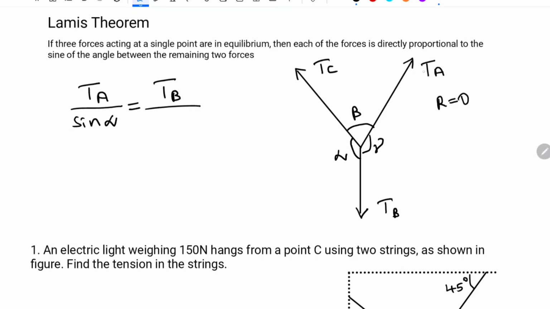When you are considering TA, you have to take the angle between TB and TC. When you are considering TB, you have to take the angle between TC and TA. Sine beta is equal to TC divided by sine gamma, because gamma is the angle between the other two forces. Okay, fine.